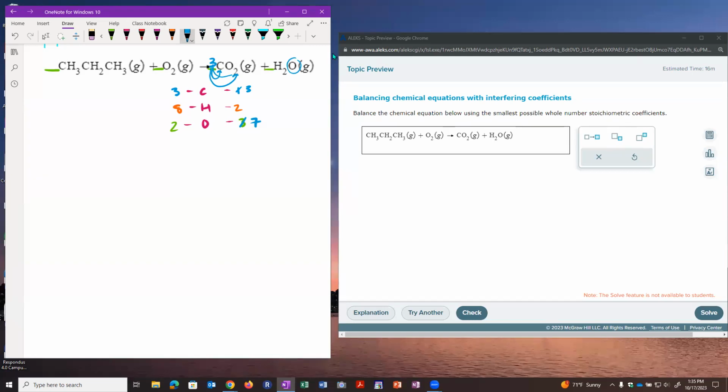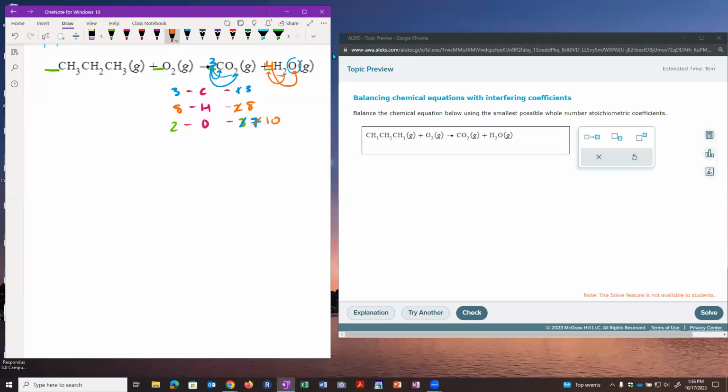On the left side, I have 8 H's. I need to make 8 H's on the right. So I have 2 H's here to start with. So 2 times what gives me 8? 2 times 4 is 8. But by putting this 4 in front, I also now multiply the O here. So we have 1 O in the H2O. 1 times 4 is going to give me 4, plus the 3 times 2, 6 O's from the CO2. 4 plus 6 is going to give me 10.